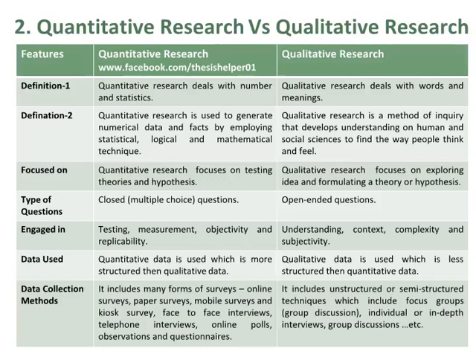The type of questions in quantitative research is closed, multiple choice questions, while the type of questions in qualitative research is open-ended questions. Quantitative research is engaged in testing, measurement, objectivity and replicability, while qualitative research is engaged in understanding, context, complexity and subjectivity. In quantitative research, quantitative data is used, which is more structured than qualitative data, while in qualitative research, qualitative data is used, which is less structured than quantitative data.